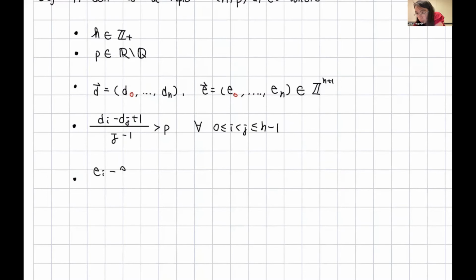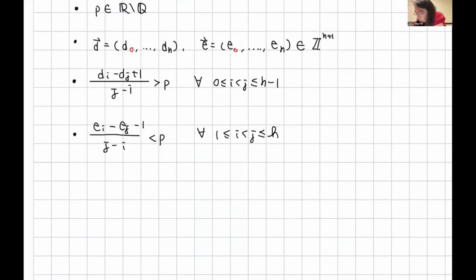J minus i is less than p for all 1 less than i less than j less than h. Okay, so you can see that E is shifted 1 to the right, and D is the one shifted left. So D starts with 0 up to h minus 1, and E is from 1 to h. Okay, and then we also have to satisfy more conditions.